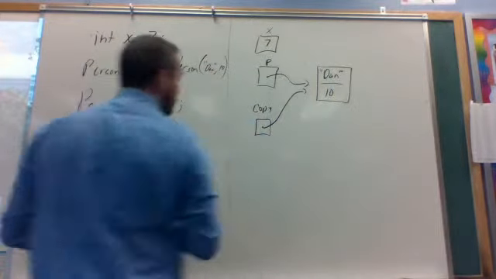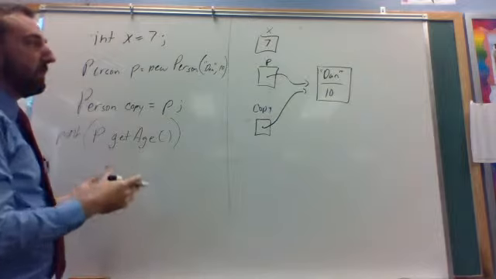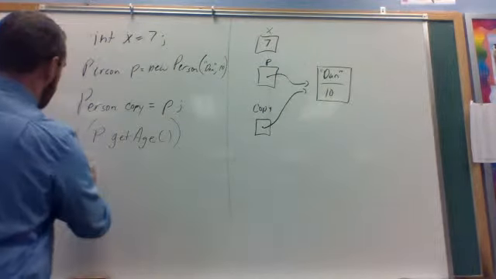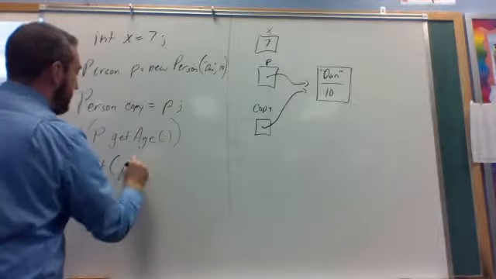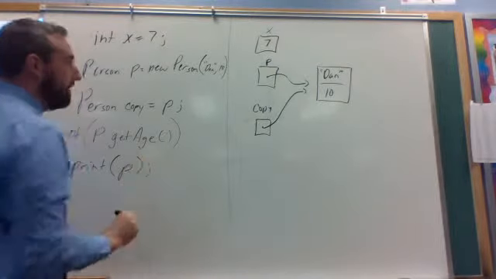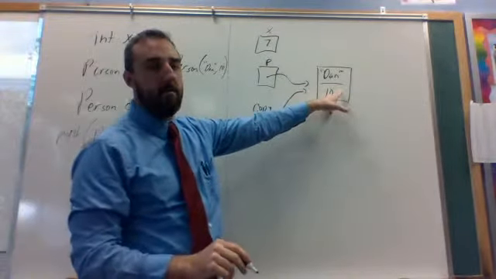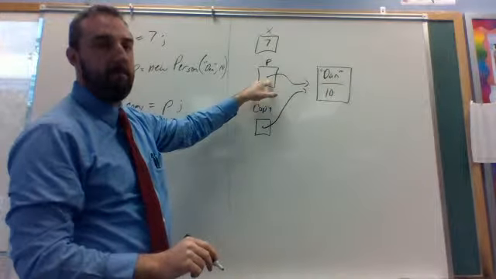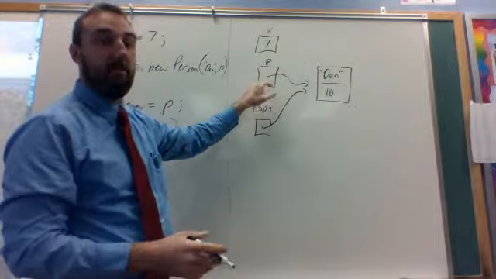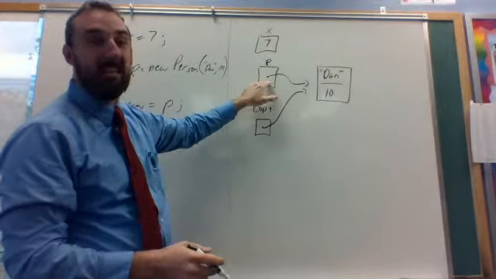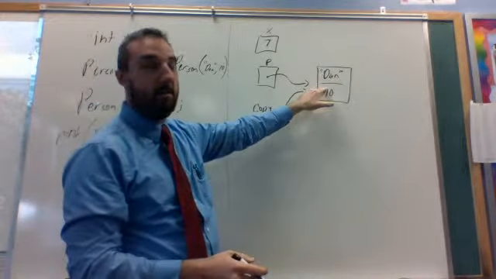So what happens if we start playing around with these references, though? For instance, if I say print p, just like that, I don't print Dan, I print this reference. So by default, I'm going to get a memory location. It's actually a hash of the memory location. But I'm going to get this information, not that information.